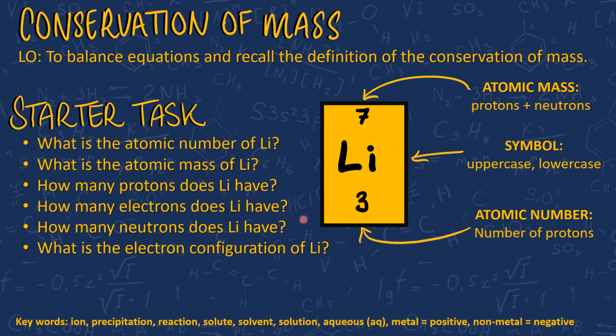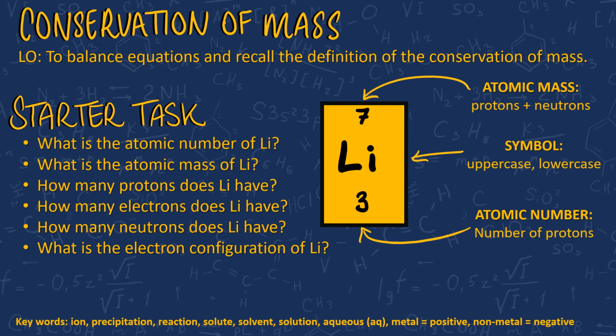How many neutrons does lithium have? You do the big number, take away the little number. So the answer would be 4 neutrons. We've got atomic mass, which is protons plus neutrons. If you take away the number of protons that we have, you are left with 4, and that is the number of neutrons. Now the electronic configuration of lithium, this is what we did before with the shells.